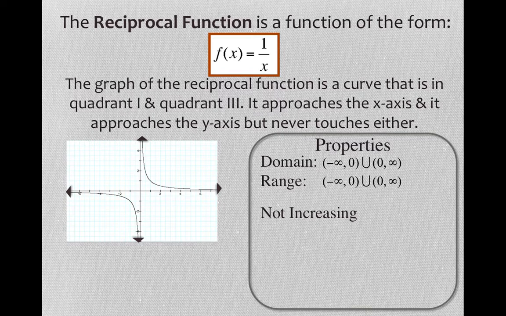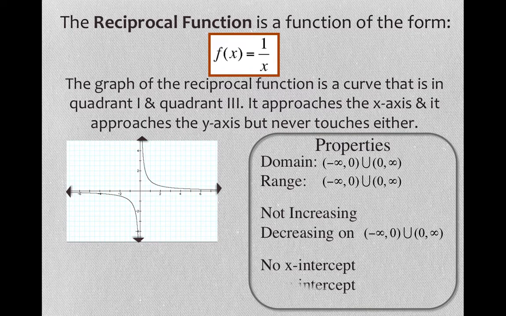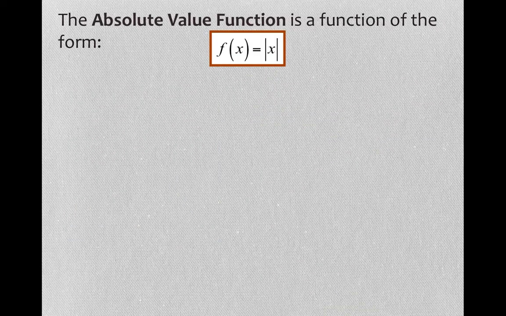This function is not increasing at all. It decreases over its whole domain. When I start on the left and move to the right, the values of the y are getting smaller and smaller. Then when we skip over the x of 0, my y values continue to get smaller and smaller. So it does not increase at all, it only decreases. There is no x-intercept here because this function never touches the x-axis. There is no y-intercept because this function never touches the y-axis.